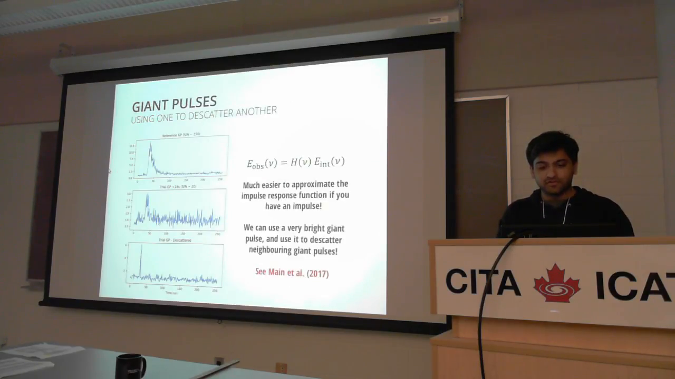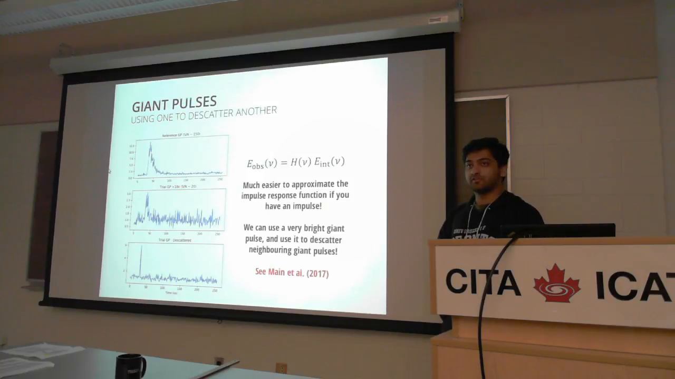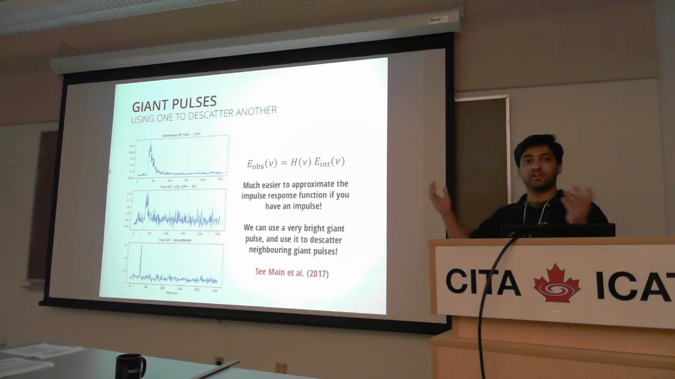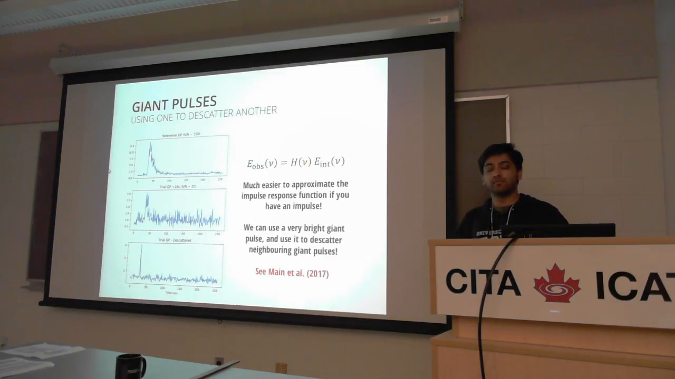All right. One cool thing, and this is a part of a paper that was published this year by Rob, we can use giant pulses to de-scatter one another and get a direct measurement of an impulse response function. Because the best way to measure an impulse response function is obviously to have an impulse, and a giant pulse definitely fits that criteria. So you just have a giant pulse, and if you assume that it's as close to a delta function as it can get, then you get some measurement of the impulse response function.